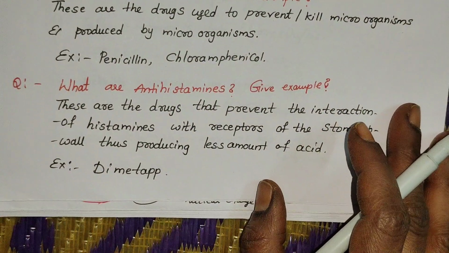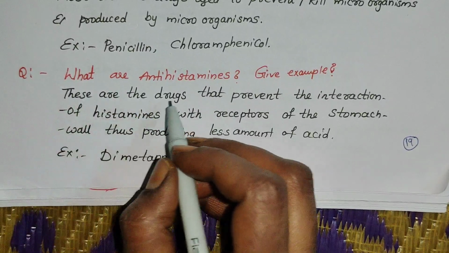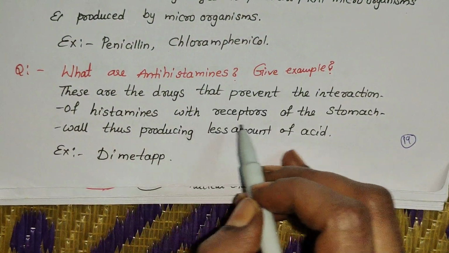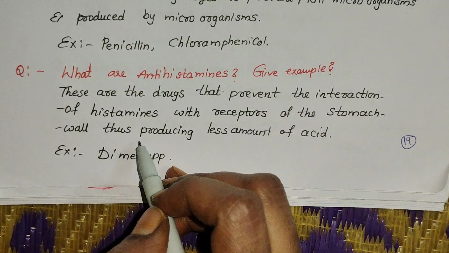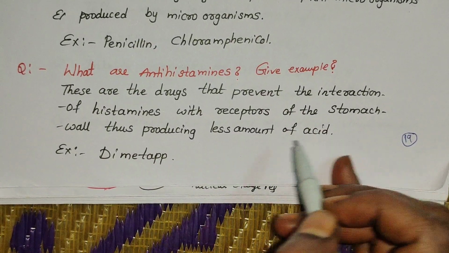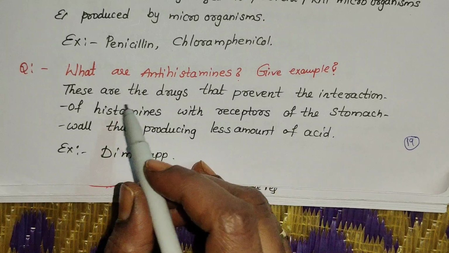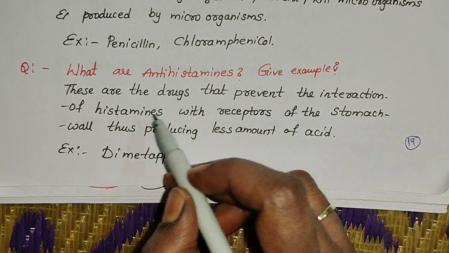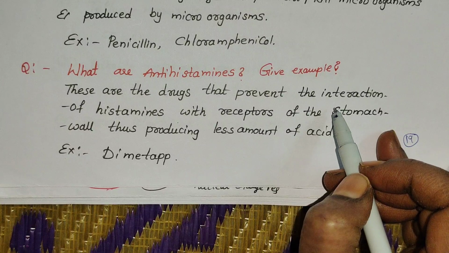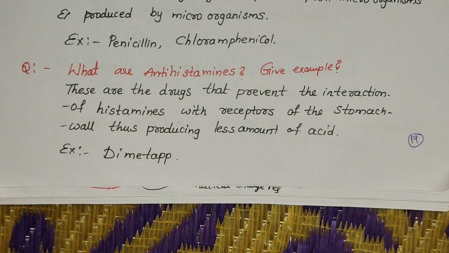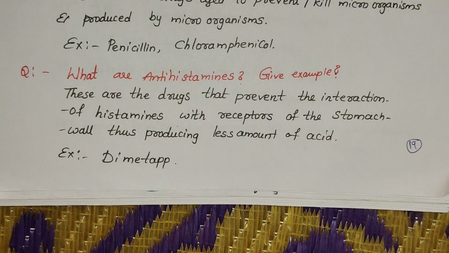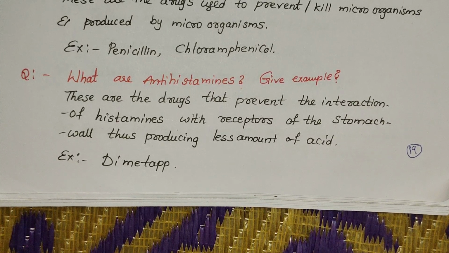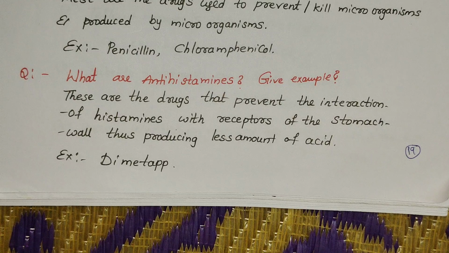Okay, next, what are antihistamines? Give an example. These are the drugs that prevent the interaction of histamine with the receptors of the stomach walls, thus producing less amount of acid. Example, Dimetapp. Okay, so these are the chemical substances that prevent the interaction of histamine in our stomach. Histamine is present, that interaction may be prevented. Okay, more histamine is also not good for health. It may be prevented, reduced a little.